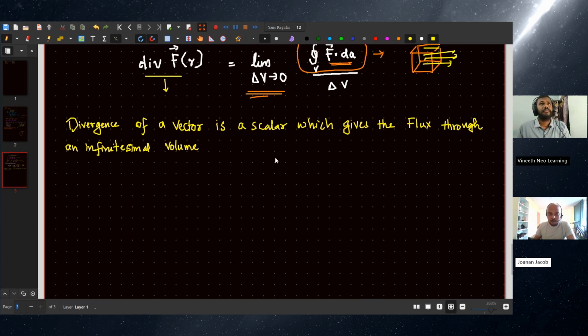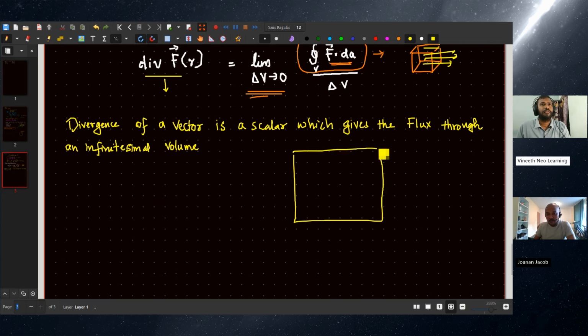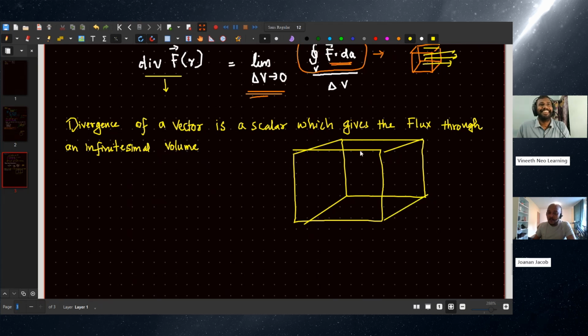Suppose you have a huge cube, like a Rubik's cube. I have a small part here, an infinitesimally small part. Suppose you have a vector field, a flux through all this. So when you integrate this divergence over the whole volume, what will it give?